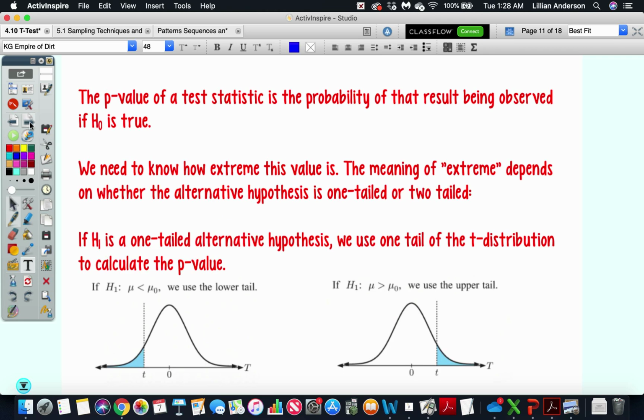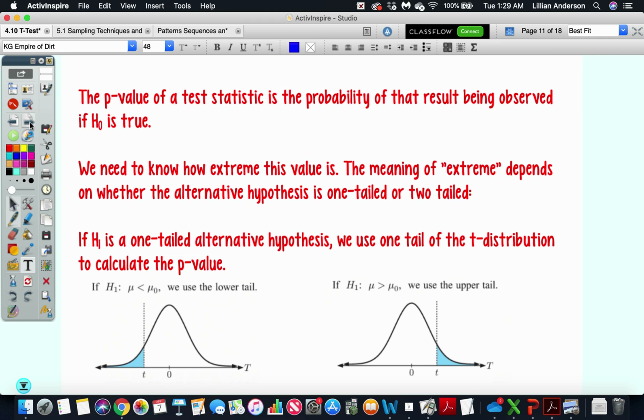Now, extreme values of the test statistic are unlikely, so observing such a value is evidence against the null hypothesis. However, we need to measure just how extreme this value is. That's where the p-value comes in. That p-value is similar to the p-value from the goodness of fit test and from the chi-square test. So the rules of when you accept or reject have not changed when it comes to that p-value. The p-value of the test statistic is the probability of the result being observed if the null hypothesis is true.